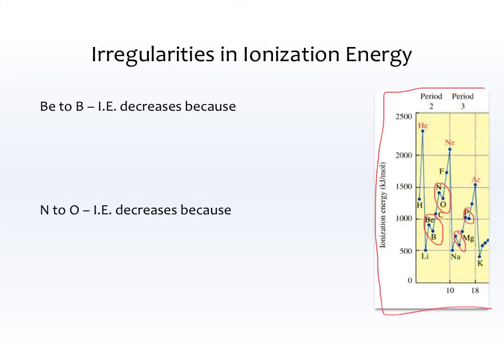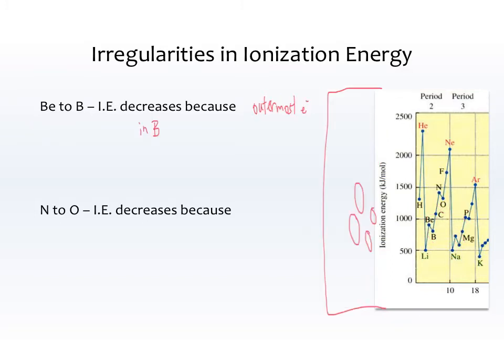First, from beryllium to boron, ionization energy decreases because the outermost electron in boron, and remember, the ionization energy is the energy to remove the outermost electron. So we're talking about the one the farthest out. Is in a 2p orbital. But if we're looking at beryllium, the outermost electron is in a 2s orbital.